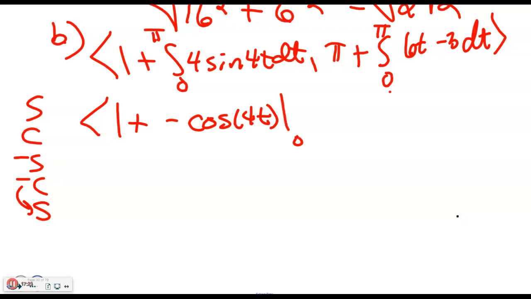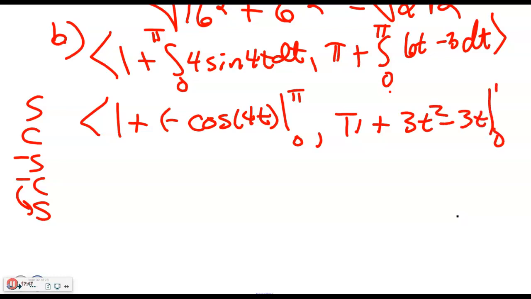Right? 0 to pi. And then I like to do that. That's my notation. I didn't change my limits because I went back to t. If you have cosine u, you would have to go from 0 to 4 pi. You'll get the same answer. And then on this one, I'd have pi plus 3t squared minus 3t from 0 to pi. It's got a lot of syntax on it that looks complicated. I don't like it. It's too much. No, just kidding. All right, let's go do it.